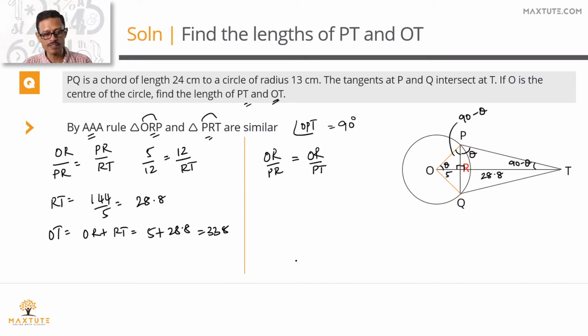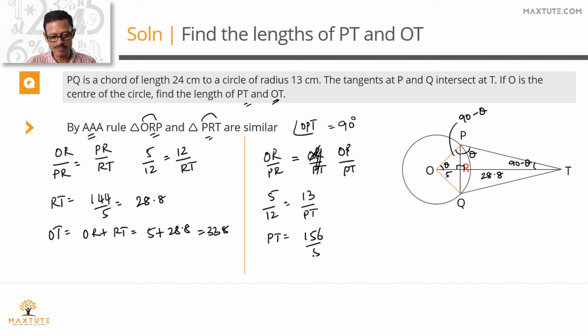Let's plug in the values that we have. This is OP, I'm sorry, I'll write it again. OR divided by PR equals OP divided by PT. What is the measure of OR? OR is equal to 5. PR is equal to 12. What is the measure of OP? OP is equal to 13. We need to find out PT. Cross multiply. PT is equal to 12 into 13, which is equal to 156, divided by 5. 156 divided by 5 is equal to 31.2. So we found out PT, and we found out OT.